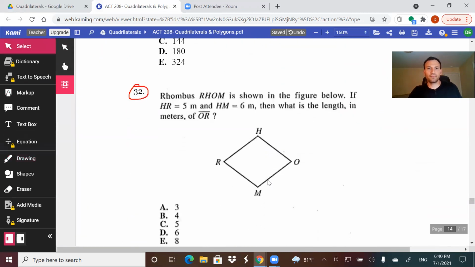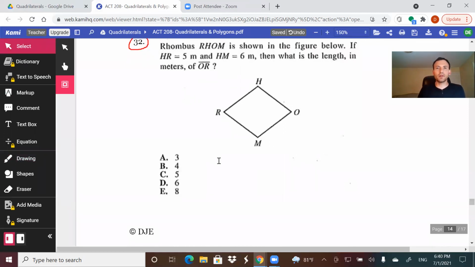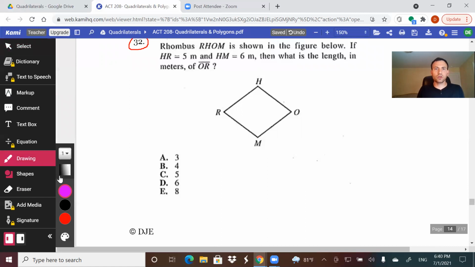Okay. So two more problems. This problem's really cool. So we have rhombus RHOM. It's shown in the figure below. If HR is 5 and HM is 6, then what is the length of OR? I'll do OR in red.